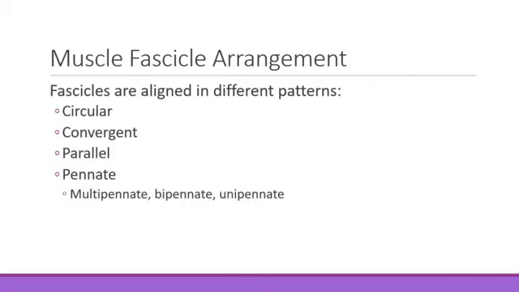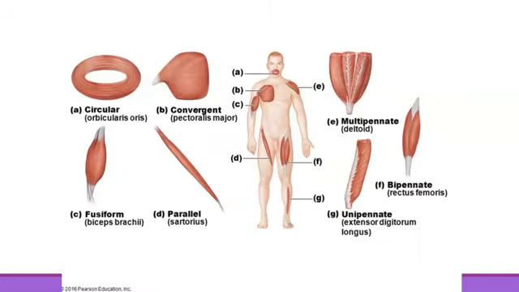So muscle fascicles are actually aligned in different patterns. These patterns include circular, convergent, parallel, and pennate. And with pennate, we have multipennate, bipennate, and unipennate. And we can see examples of this on the next slide.